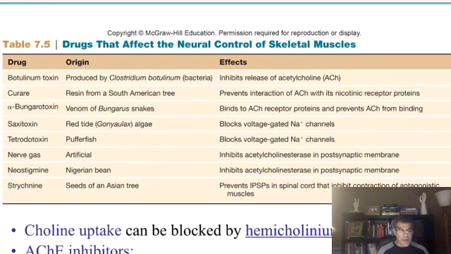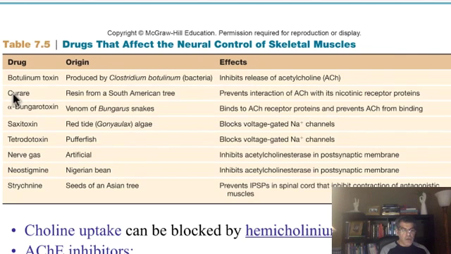Probably you don't need to know any detail of this table, but this table in your book shows some drugs or chemicals that are going to affect your neuromuscular junction. For instance, you all heard about botulinum toxin. This is a toxin that comes from Clostridium botulinum. This toxin is going to block the release of acetylcholine. As a result, these people go to paralysis. They cannot move their muscle anymore because of lack of acetylcholine.